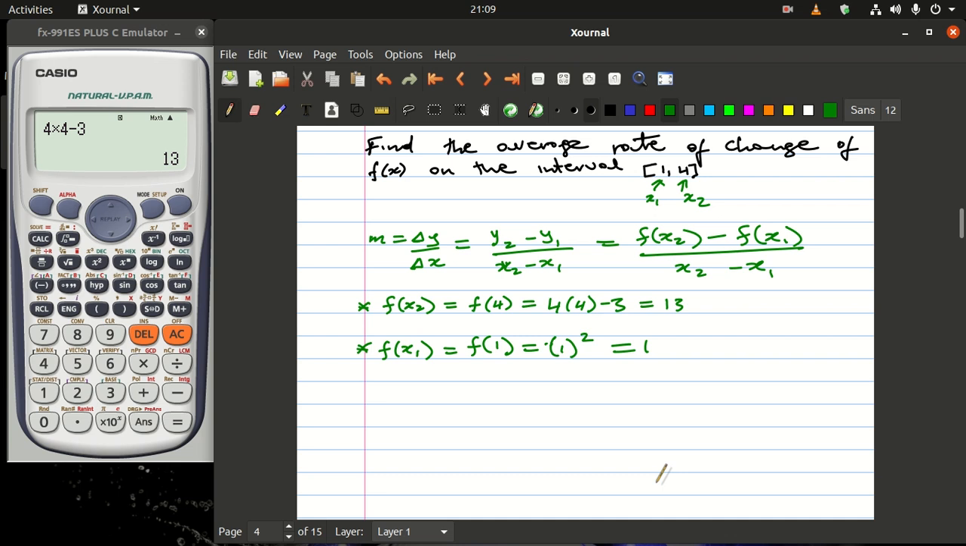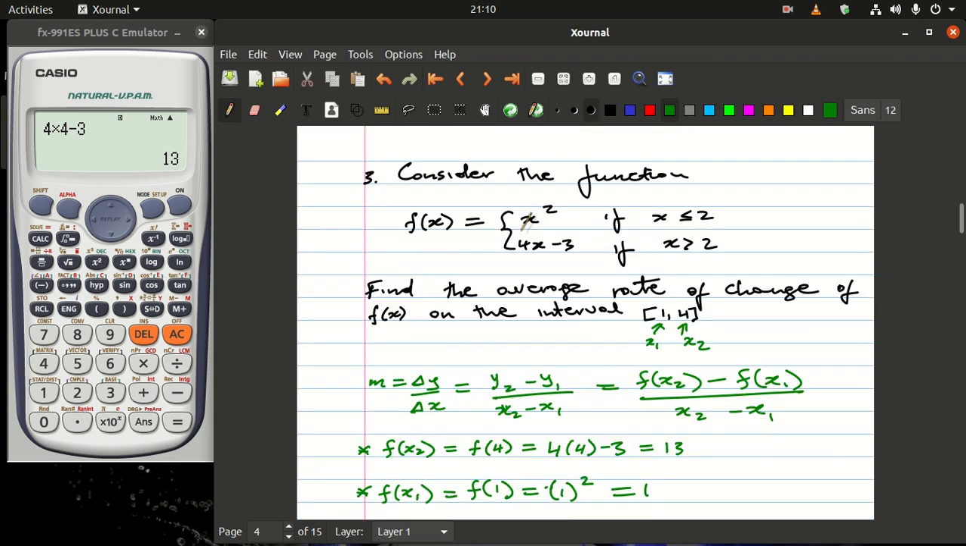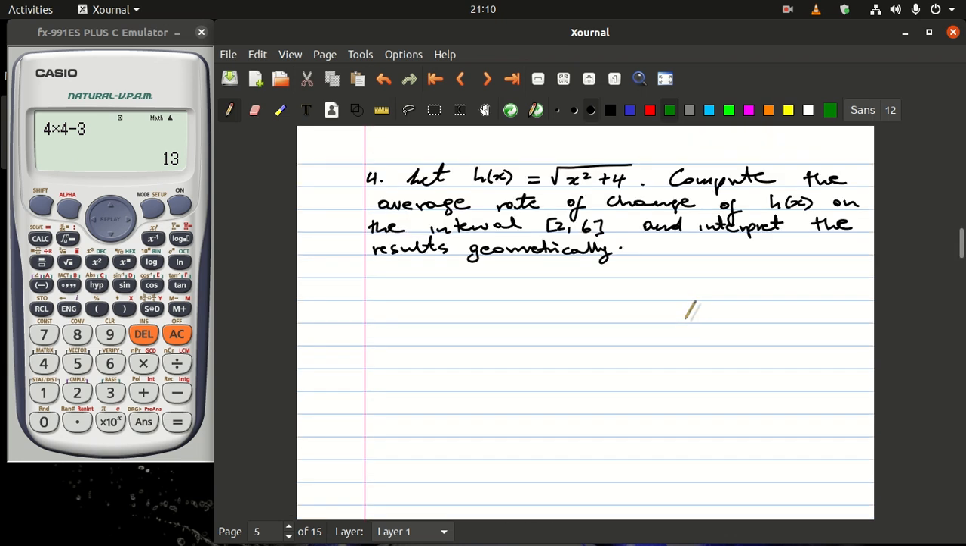And then we go forward and we say that our m, which is equal to delta y divided by delta x, is equal to 13 minus f of 1, I'm going to place a 1, and then x2 is 4 and x1 is 1. Then 13 minus 1 is 12, and 12 divided by 3. The answer we're looking for here is 4. So for this one, you can see 4 is bigger than 0, therefore this function is actually increasing on average on this interval.